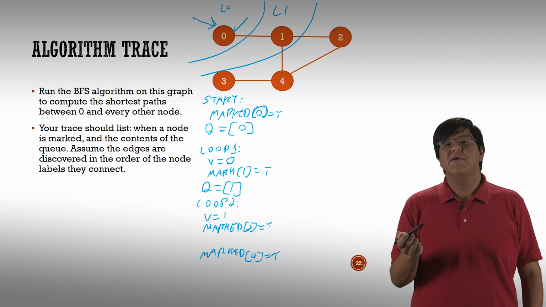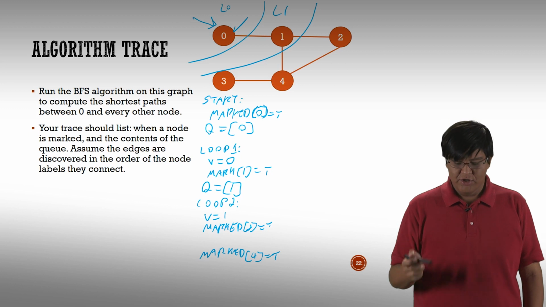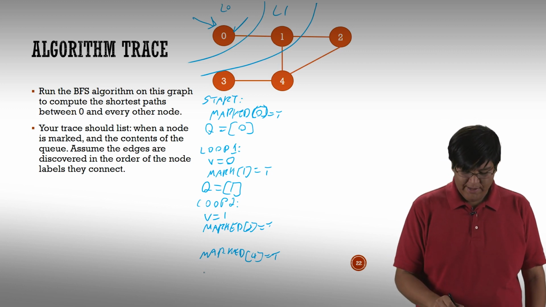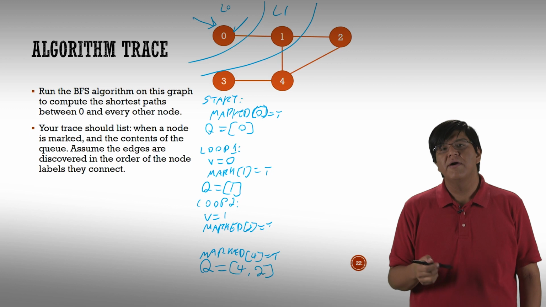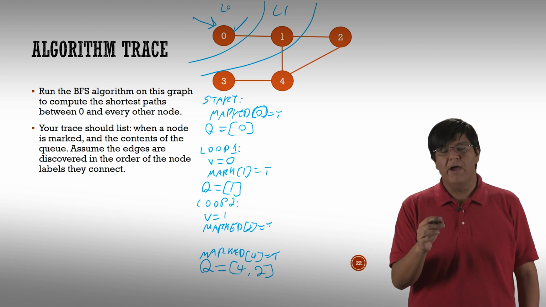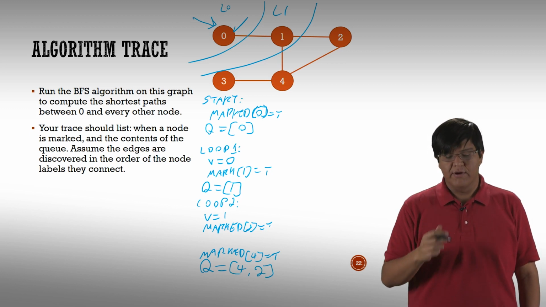So now I need to update my queue. I get to add 2 more things. So basically my queue gets updated to look like this: 2 and then 4. And like I said a second ago, the order does matter. The first thing I saw in this algorithm was 2, and then I saw 4, given that I was going by the order that they were connected to.